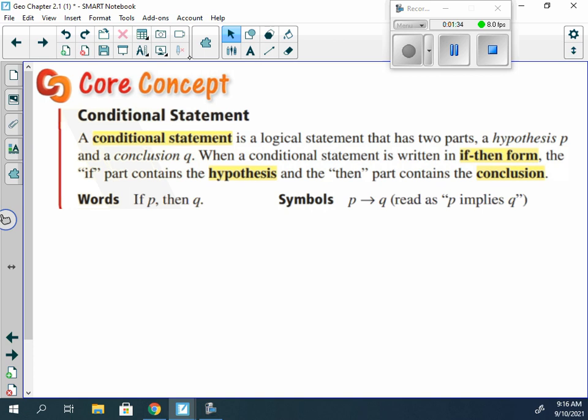So we can say if P then Q, or P implies Q. It's really a logical statement that contains a hypothesis and conclusion. If then, if P then Q. An if-then statement just really contains the word if, hypothesis, then conclusion. If this is true, then this must be true also. If today is Friday, then tomorrow is Saturday. If this, then that.